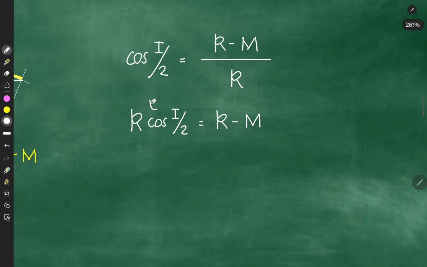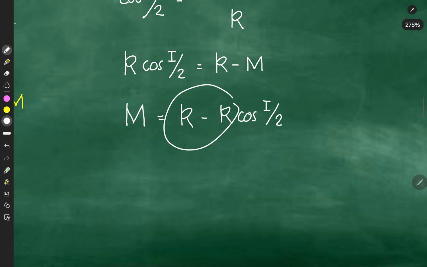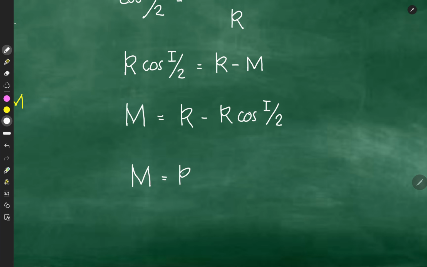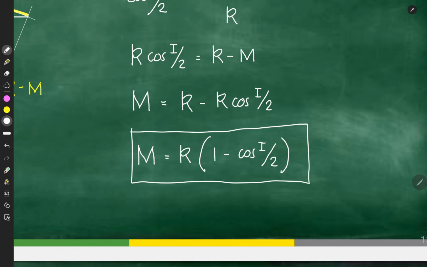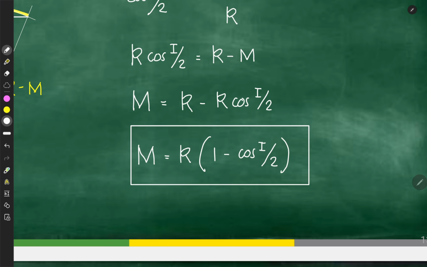Okay? So ito ilipat natin sa kabila, ito ilipat din natin doon. So the equation will become M is equal to R minus R cosine I over 2. Factor out natin si R. So the formula will become R times 1 minus cosine I over 2. So this will now be our formula for our middle ordinate.